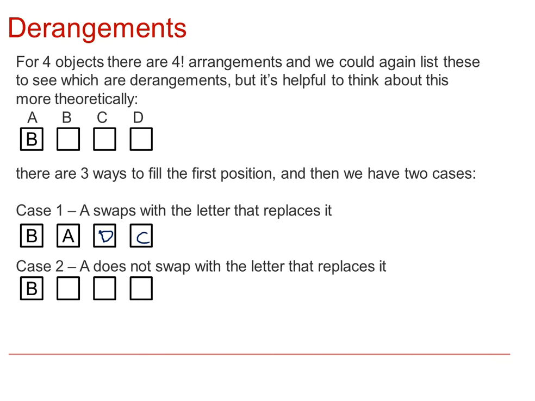The case 2, where A does not swap with the letter that replaced it, in this example we've gone for B, being the letter that replaced it, then that means that A cannot go into slot 2, because we've already dealt with that in case 1. That C cannot go into slot 3, because that would be in its original position, so it wouldn't be a derangement, and D cannot go into slot 4. So we have 3 slots, 3 letters, but actually a limited number of options. We could put D in slot 2, A in slot 3 and C in slot 4. Or we could also put C in slot 2, D in slot 3 and A.